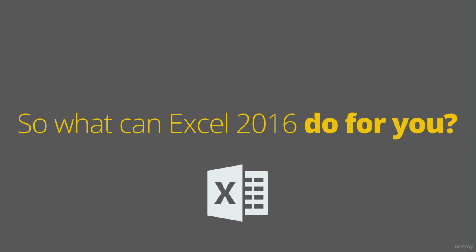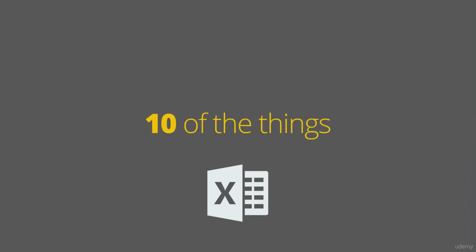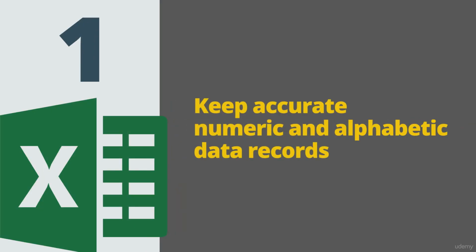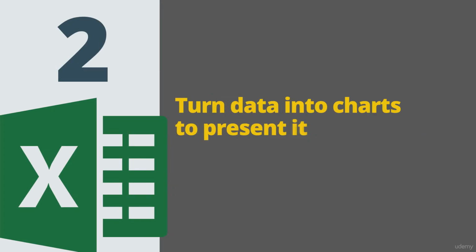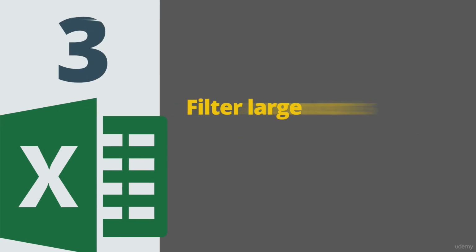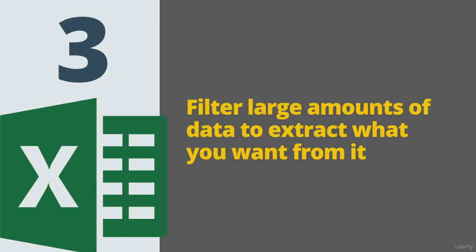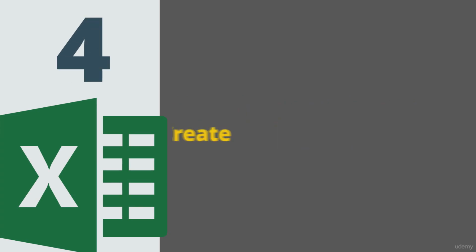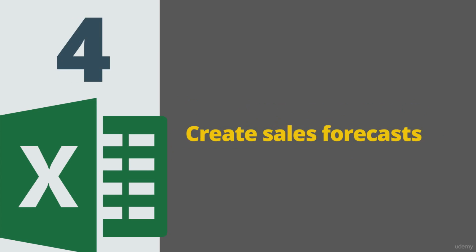So what can Excel 2016 do for you? Here are just 10 of the things this powerful application can do, starting with the most basic. Number 1. Keep accurate numeric and alphabetic data records. Number 2. Turn data into charts and present it in more understandable ways. Number 3. Filter large amounts of data to extract exactly what you want from it. Number 4. Create sales forecasts.